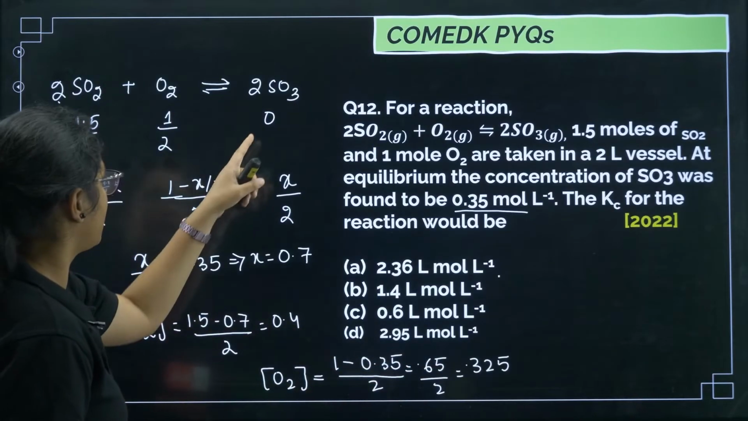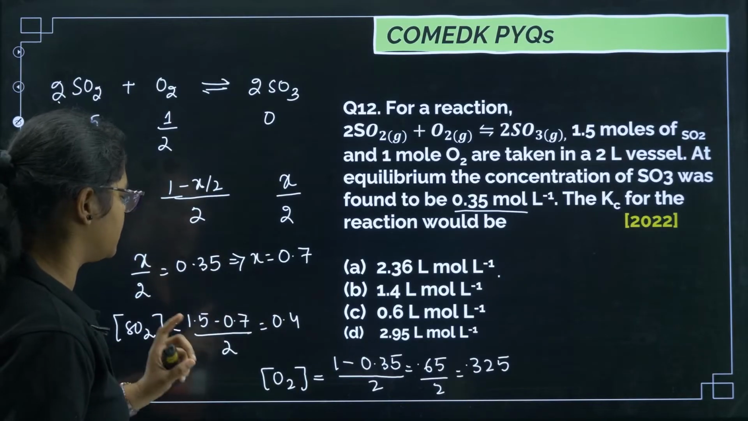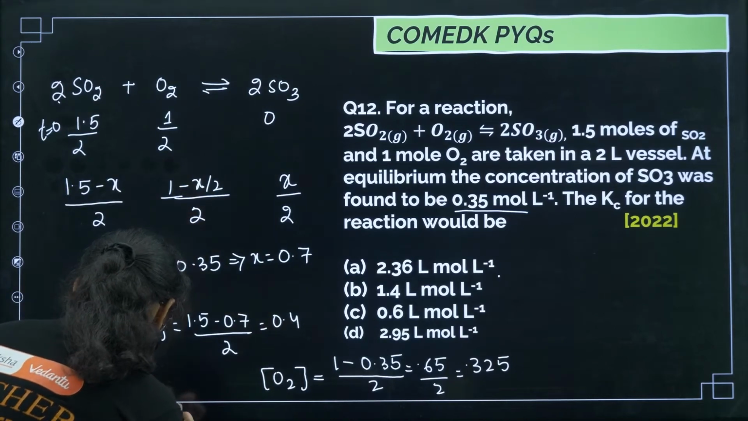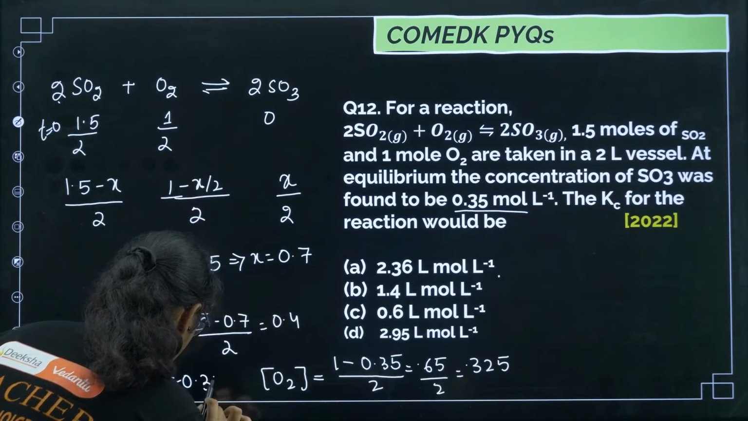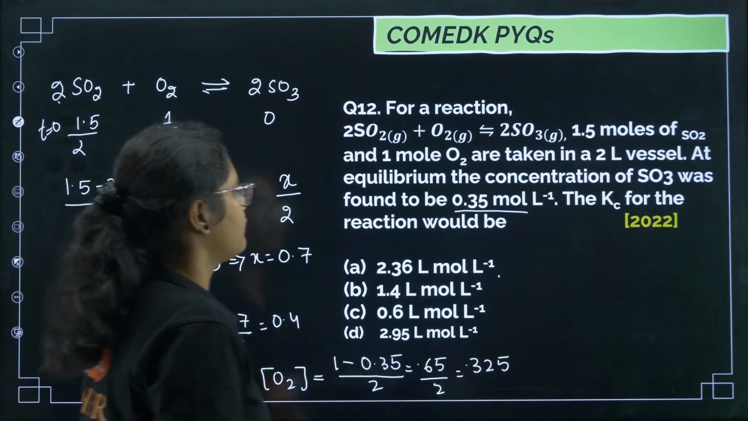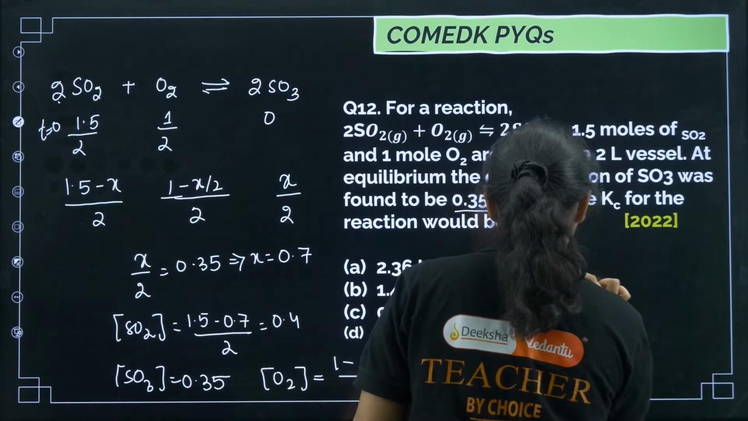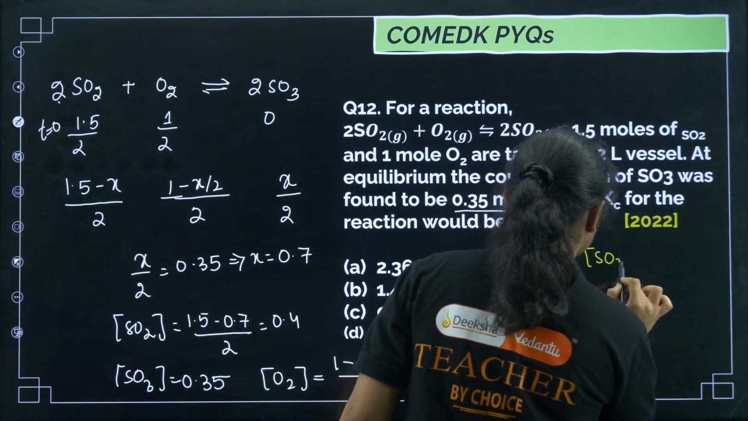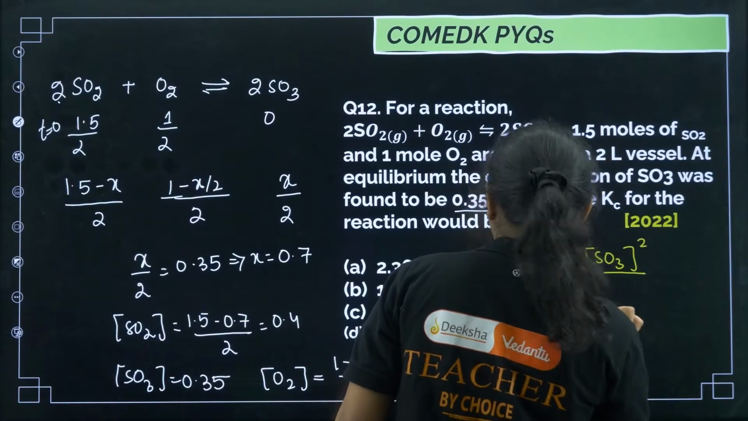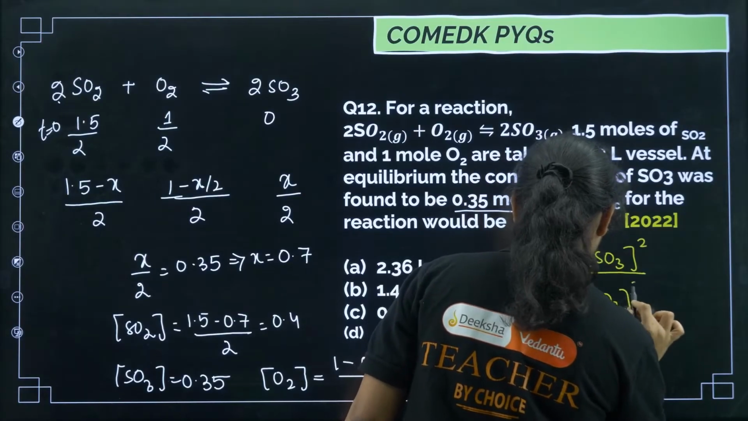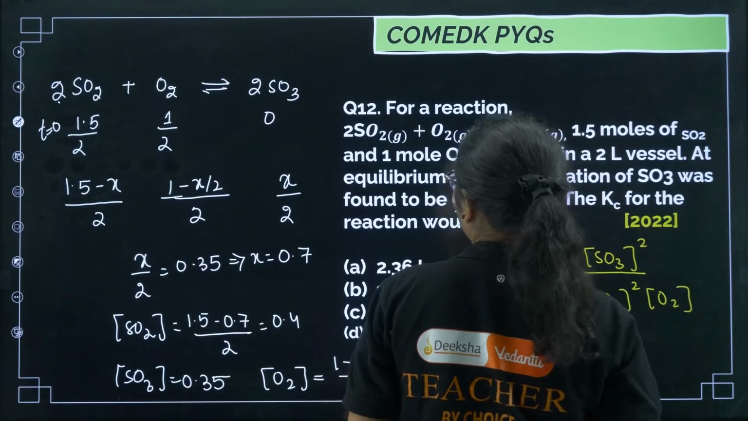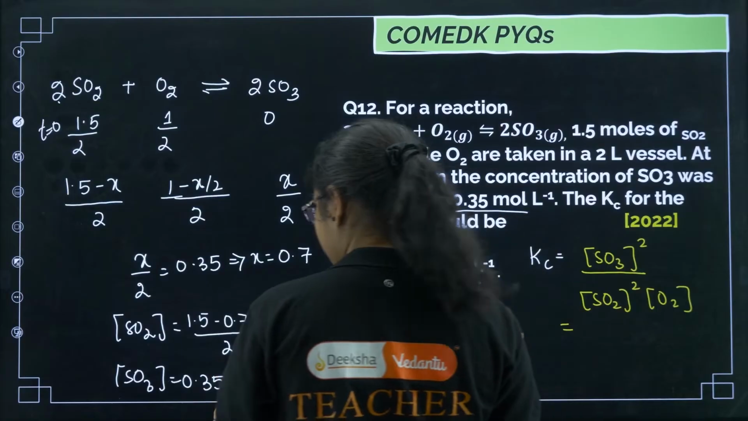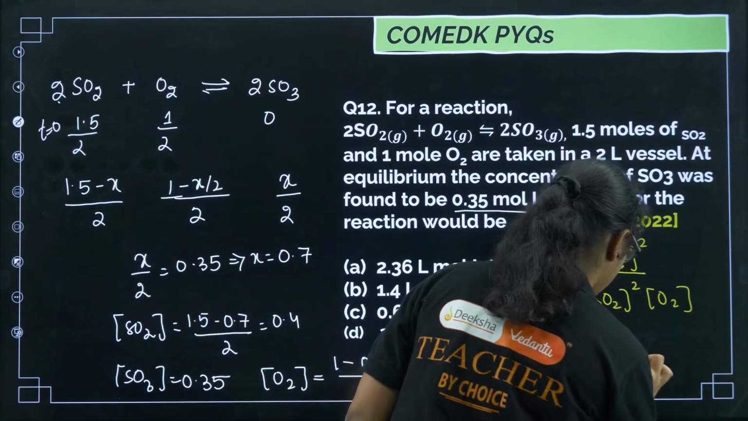Next, what I have: SO3 concentration is already given in the question, that is 0.35, right? So SO3 concentration is already 0.35. Now if I want to write the value of Kc, that will be equal to SO3 square divided by SO2 square and O2. So now if I write SO3, the concentration of SO3 is 0.35 square.